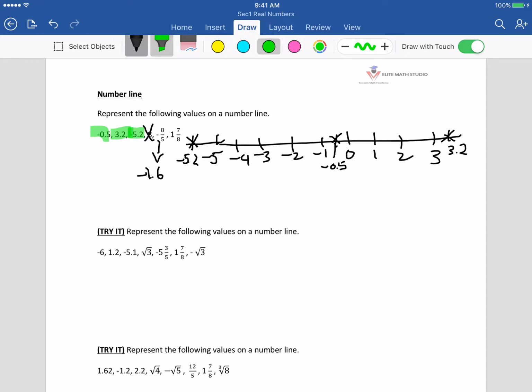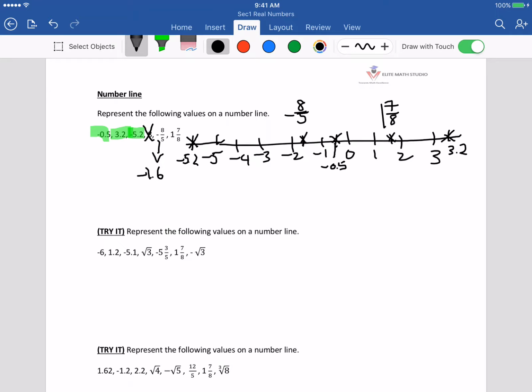Next one, negative 8 over 5. Negative 8 over 5 is actually what? Negative 1.6, so it will be somewhere here. Yep, the next one, we have 1.70. That one's somewhere here. Okay? Just like that.